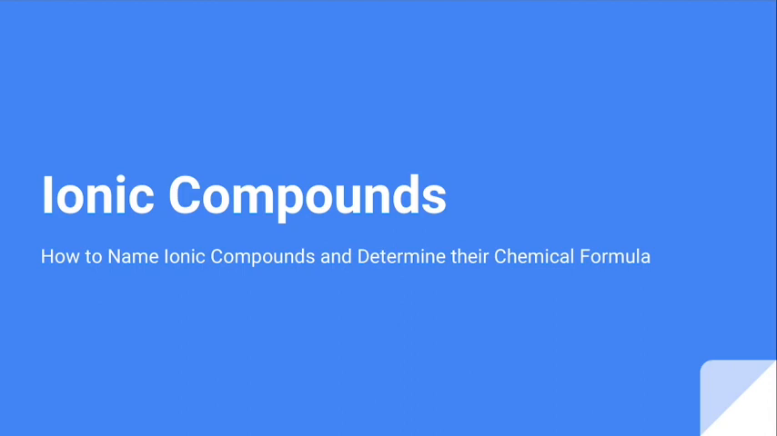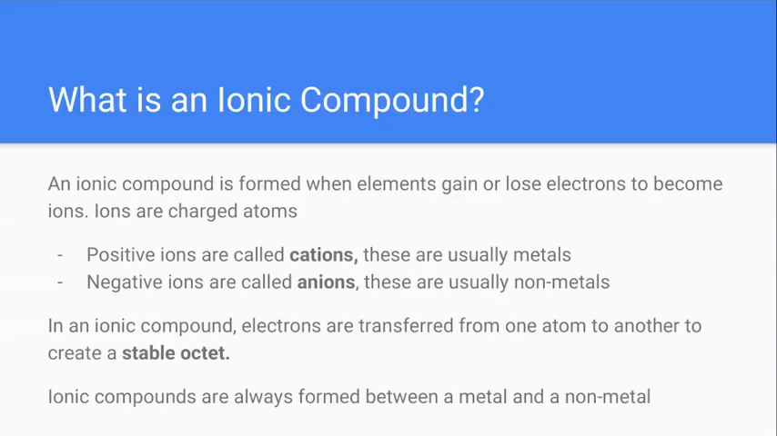Okay, welcome. So today we're going to be talking about ionic compounds. We're going to be learning how to name them, and we're going to be learning how to write out their chemical formula. This is probably going to be one of the first things that your teacher does in grade 10 in the chemistry unit. So we're going to go over it a bit now, and by the end of this video you should have the basics down.